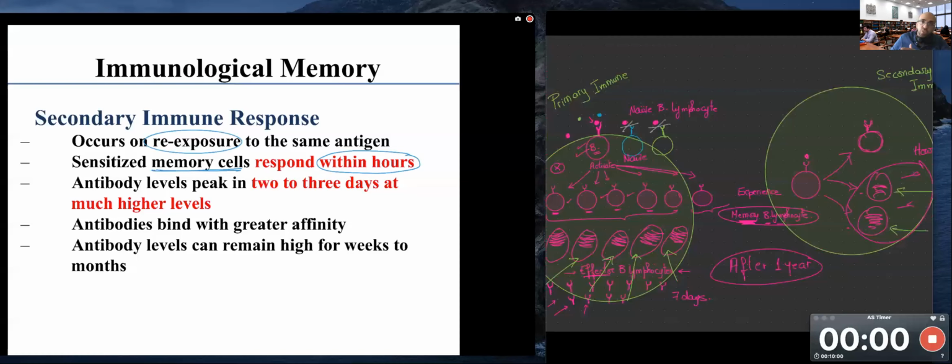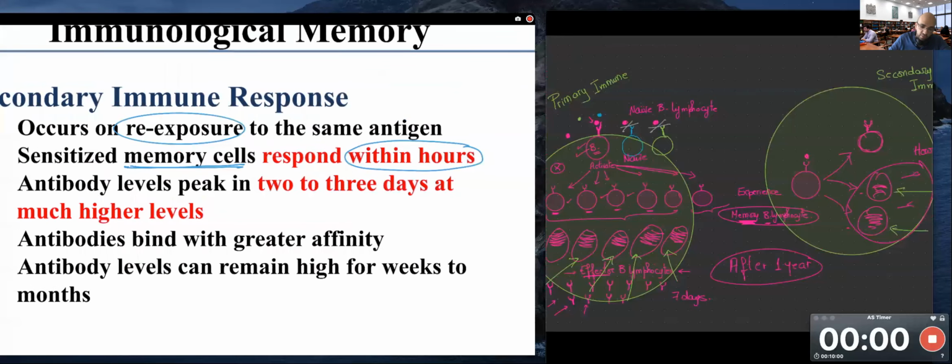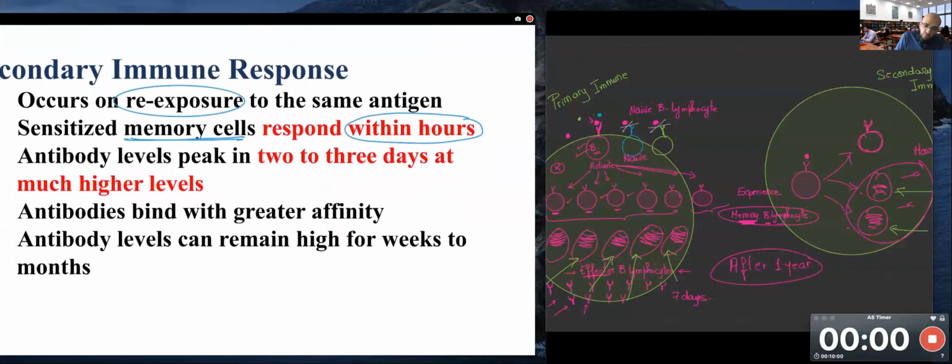They have been exposed to this. They have experience dealing with this antigen before. Antibody levels will reach their peak within 2 to 3 days. And those are going to be much higher levels compared to the primary immune response. Antibodies produced in a secondary immune response will have a much greater affinity. They have stronger attachment to the antigen. Antibody levels can remain high for weeks to months.